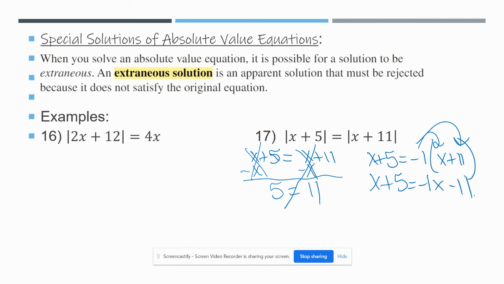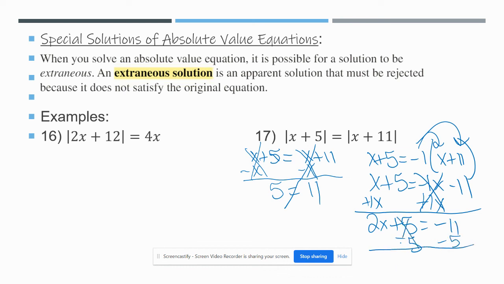If I go over to the right side, though, the opposite of a negative 1 is a positive 1. So I'm going to add x to the other side. 1x plus 1x is 2x. I'm going to subtract 5 to its like term. 2x is equal to negative 16. Divide both sides by 2, and we get x is equal to negative 8. And so there is still a solution.